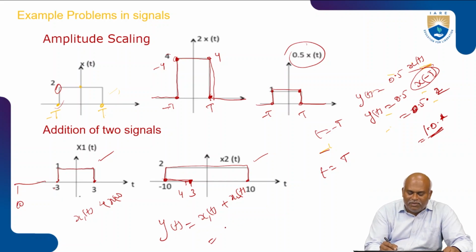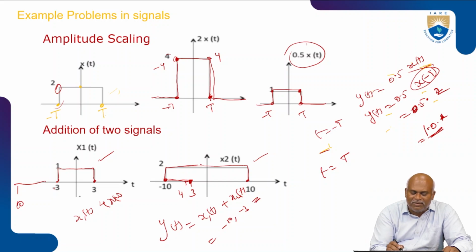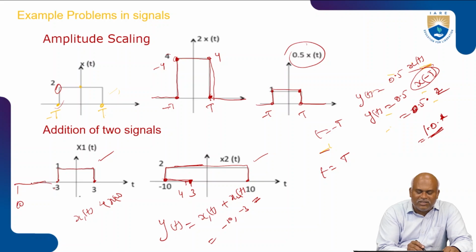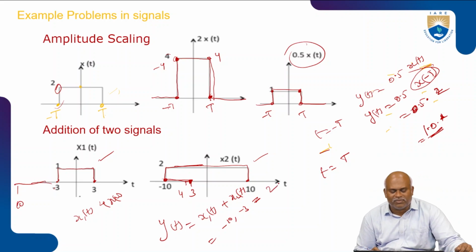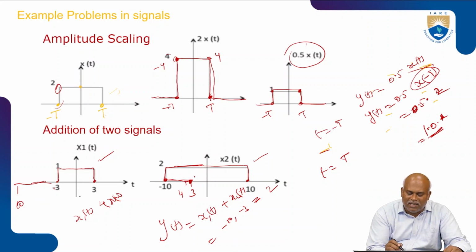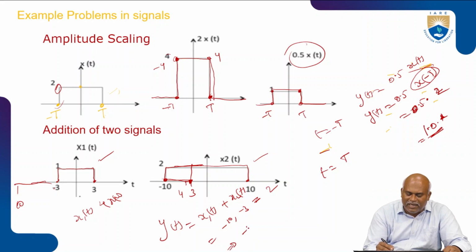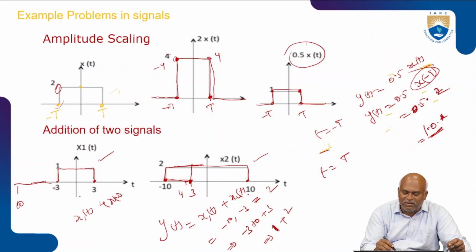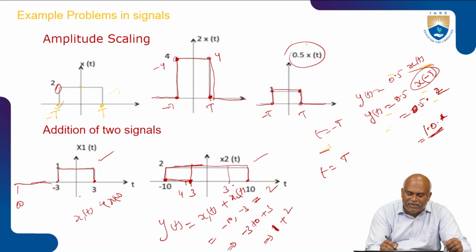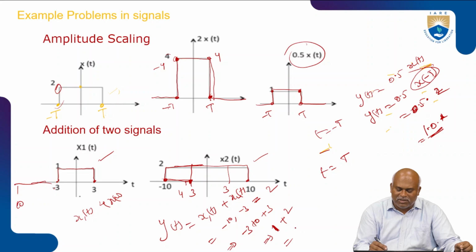For the time interval of minus 10 to minus 3, the addition value is: here x2 is 2, here x1 is 0, so 2 plus 0 is 2. Then after minus 3, here we have 2 and here we have 1. The x1 value is 1 plus the x2 value is 2, up to 3. So that value is equal to 1 plus 2 equal to 3.